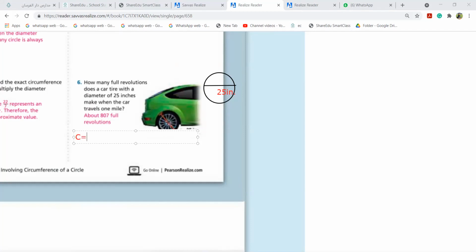Now, circumference equals pi, that is 3.14. Simple. You will take the circumference, you will take the value of pi, and you will multiply with d. D is 25. Calculate and tell me. Miral, calculate this with your calculator and tell me. 3.14 times 25. How much is it?